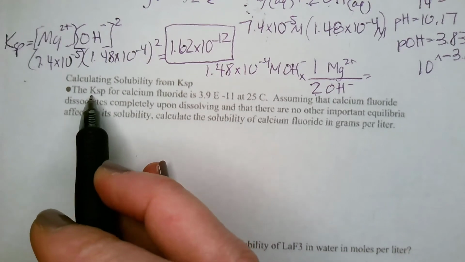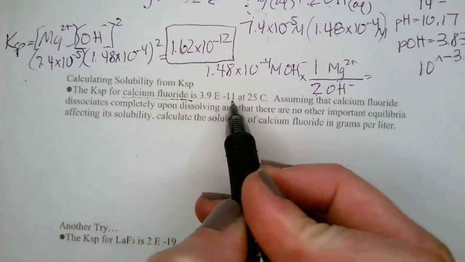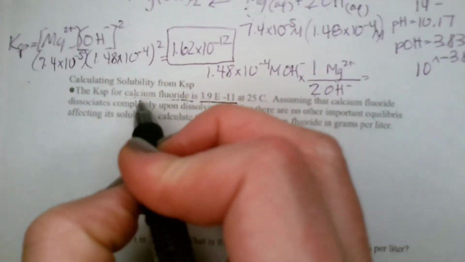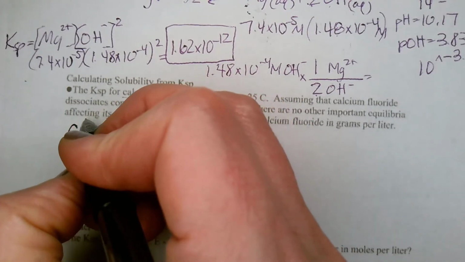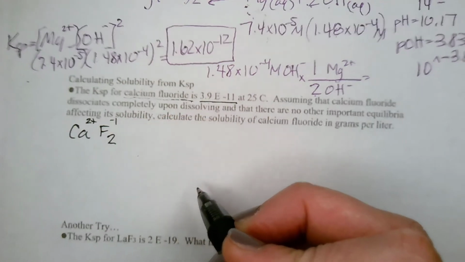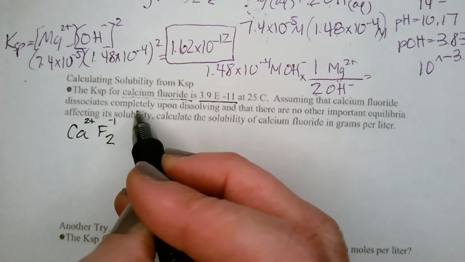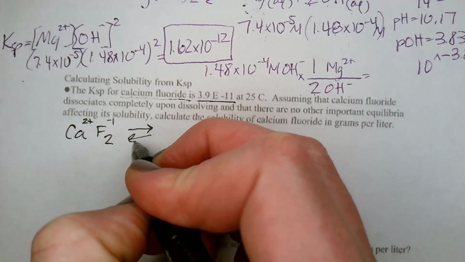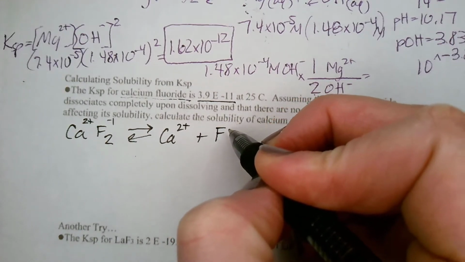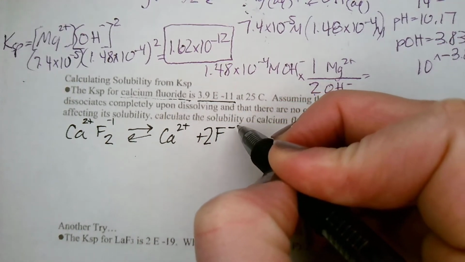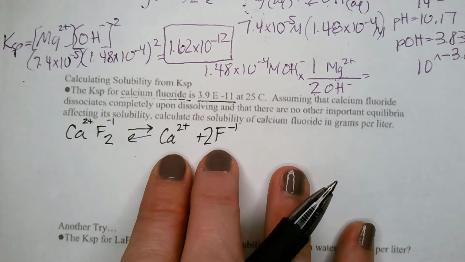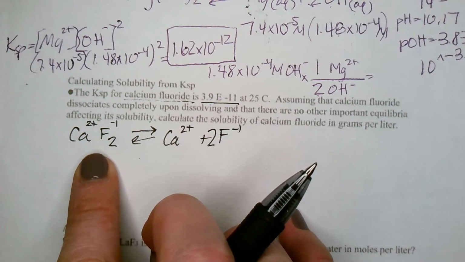Let's look at this next one. This time we're given a Ksp for calcium fluoride. It's 3.9 times 10 to the negative 11th. So first thing I'm going to write down is my calcium fluoride. I've got Ca is 2 plus, F we know is minus 1, so it's going to be CaF2. And assuming that calcium fluoride dissociates completely, we're forming a dynamic equilibrium with calcium 2 plus ions and 2 fluoride minus 1 ions. These are my dissociated ions in aqueous solution. This is my solid salt.